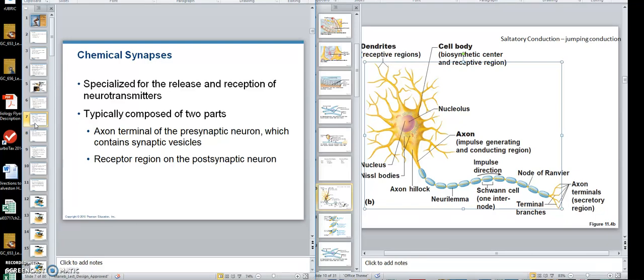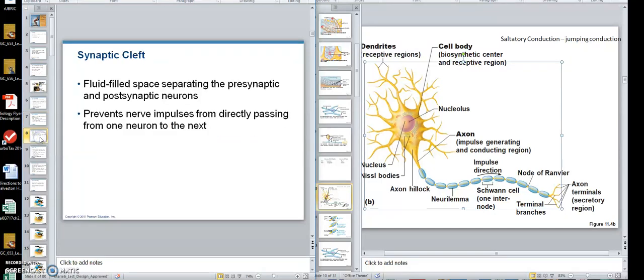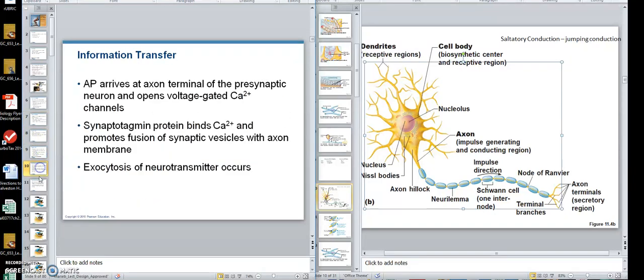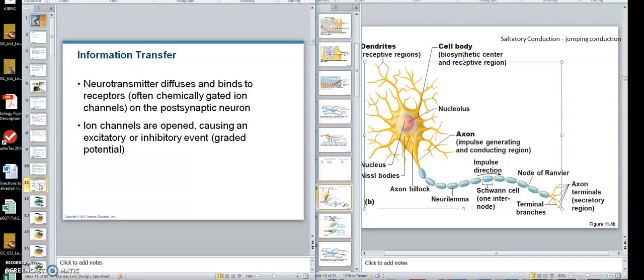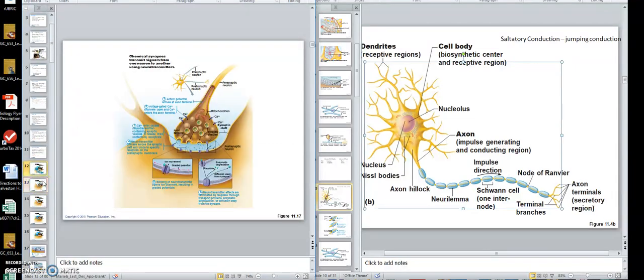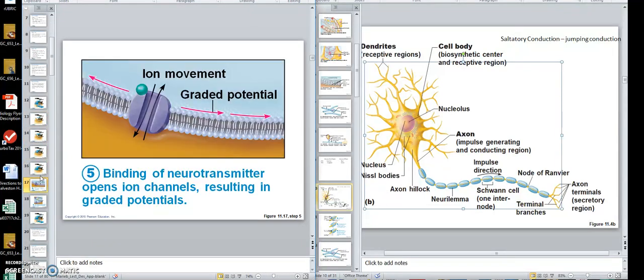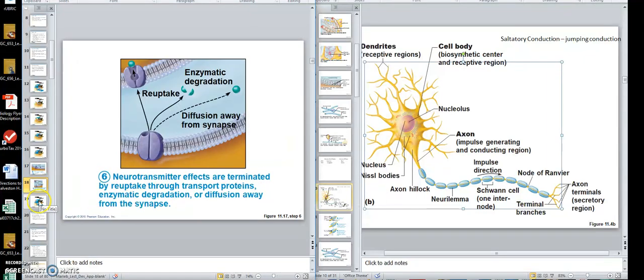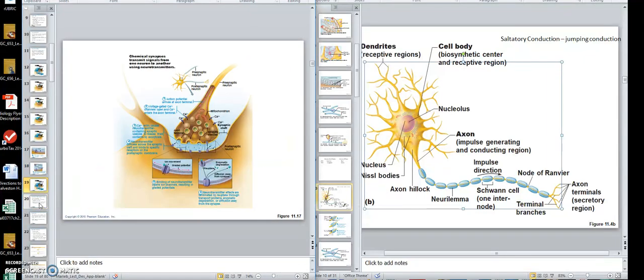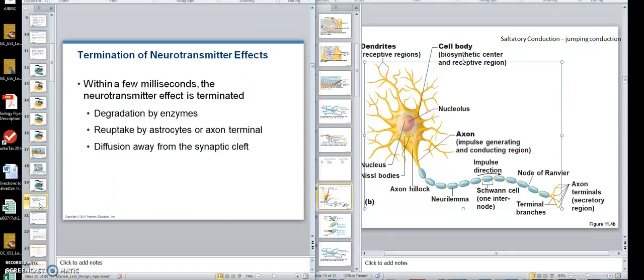Chemical synapses, we talked about that heavily. Go back to my electrophysics. That's where you had the presynaptic neuron release the neurotransmitter, had the cleft, talked about all of that. I'm not going to get into that. Here would be what we already did, all of this. Graded potential, we talked about that in electrophysiology. So just go back and look at that.